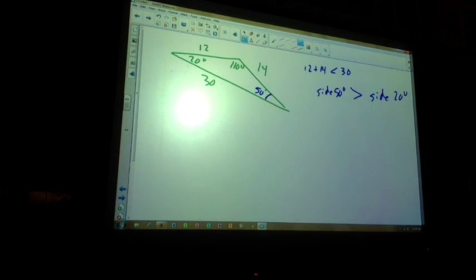Okay, so does the two sides have to equal like the larger side or can it flip more? Bigger. It has to be bigger.